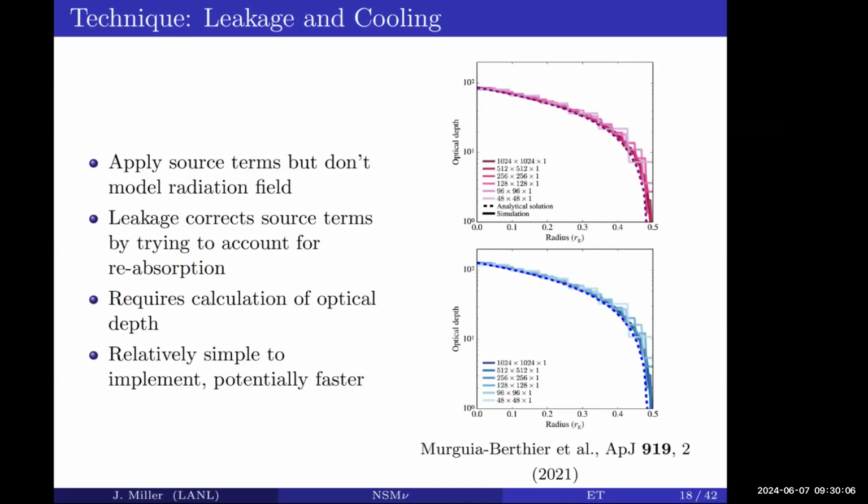I just wanted to go through a few of the simple approximate techniques that people use, because many of you are probably familiar with them. For example, neutrino leakage is not real transport. Instead, you apply source terms, but don't model the radiation field itself. However, those source terms are modified. It's not just emission. They come from trying to estimate the optical depth in the full system to a cell, and then modifying, say, the emission to account for reabsorption. This requires that you calculate optical depth somehow, which is not trivial. This can often be quite expensive, but you don't have to do transport. So it is potentially faster than real transport, and it's much simpler.